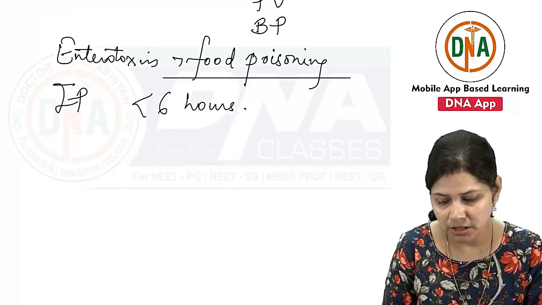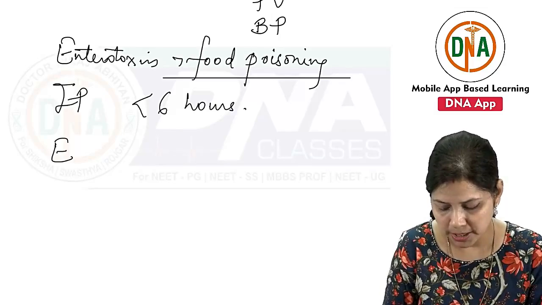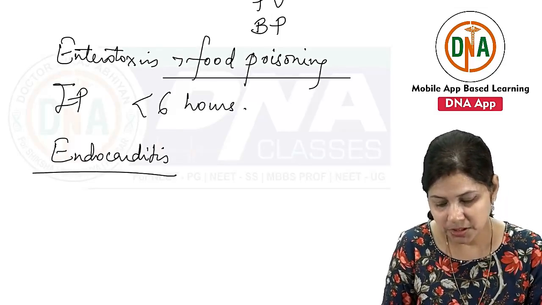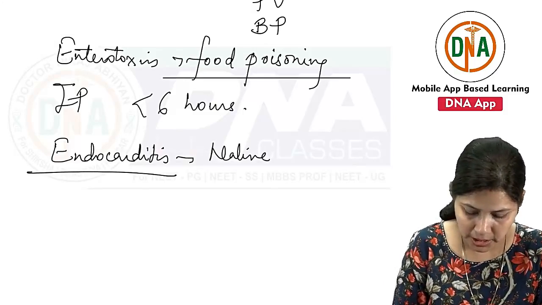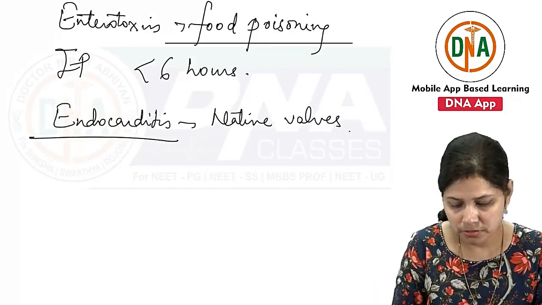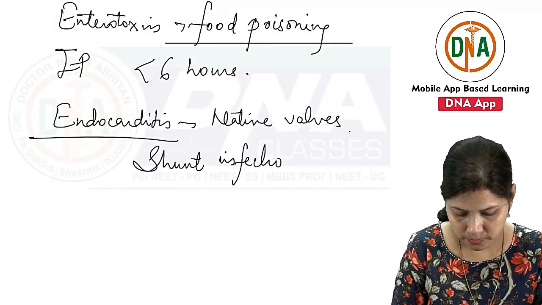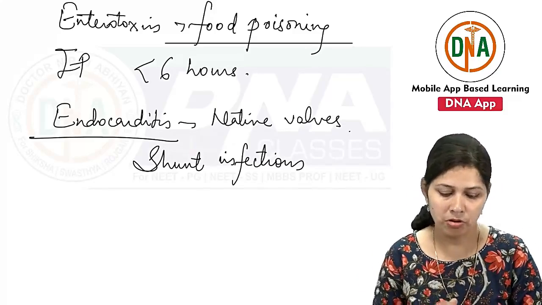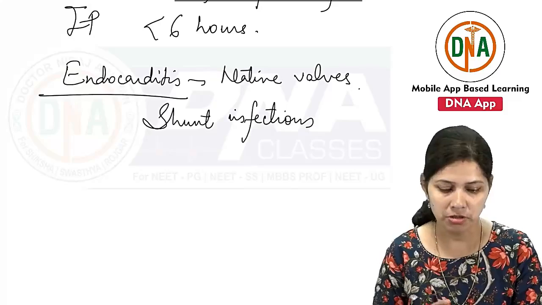Then the other invasive infections like endocarditis, especially those associated with native valves, so native valve endocarditis, or shunt infections. So all these are caused by Staphylococcus aureus. These are classically seen in infections with Staphylococcus aureus.